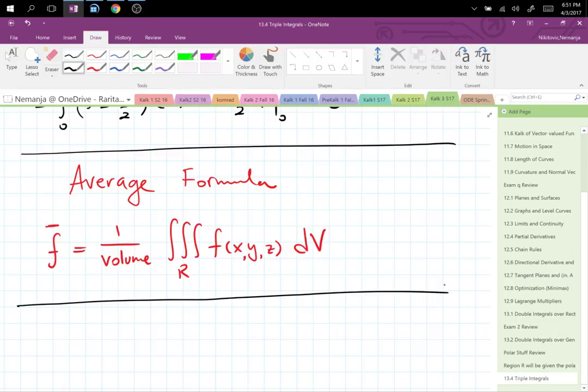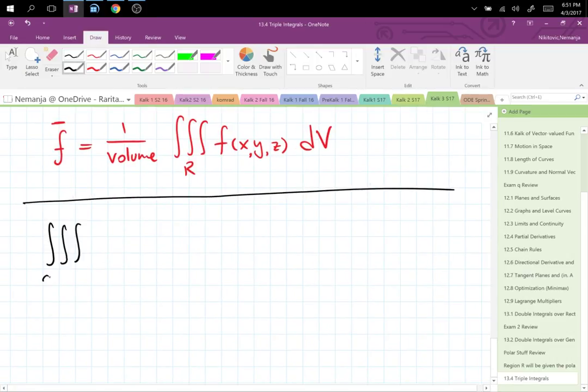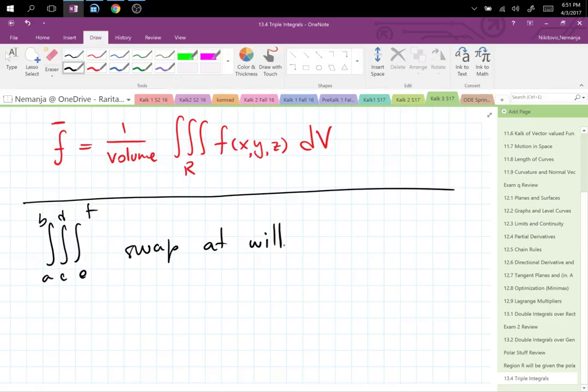All right, so when can you swap? You can swap if you don't have the function in limits. Now, the trick is, it goes like this. You've got A, B, C, D, E, F. Swap at will. Just make sure you match z with z, y with y. So if it was x on the first, and you decide to put that as the most inner integral, then dx goes to the most inner integral. So swap at will, but match x with x and y with y and z with z.